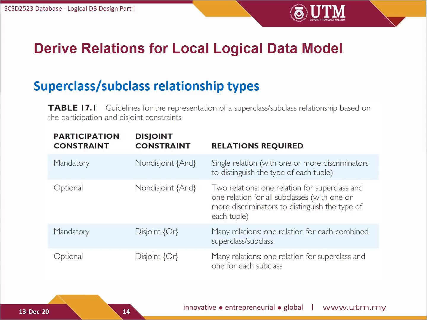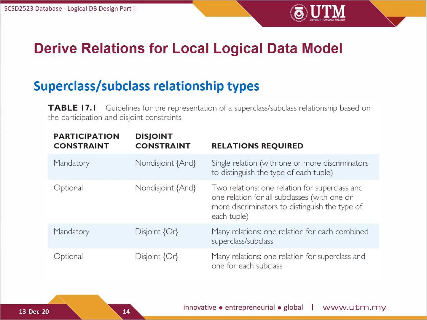For example, if the relationship that the superclass has with its subclasses is mandatory and n, then we will create only a single relation. And if the relationship that the superclass has with its subclasses is optional and n, then we will create two relations, one relation for the superclass and one relation for all subclasses.